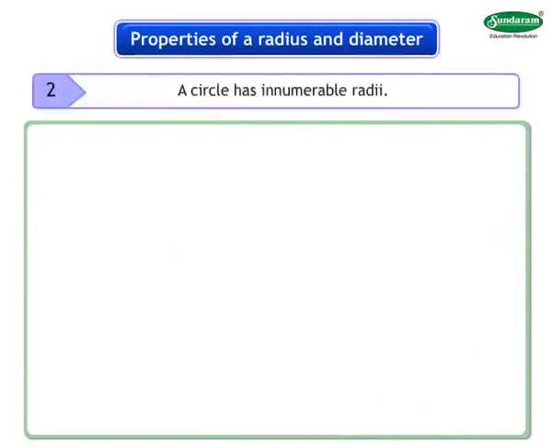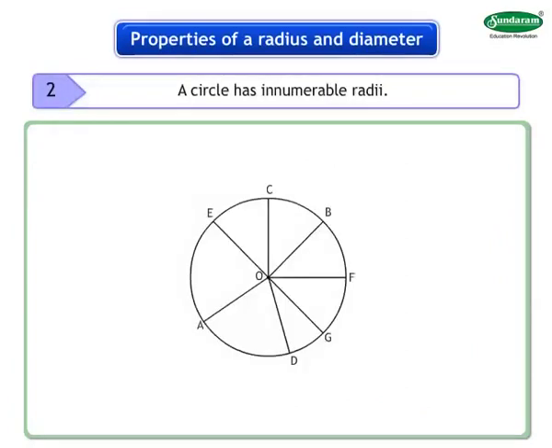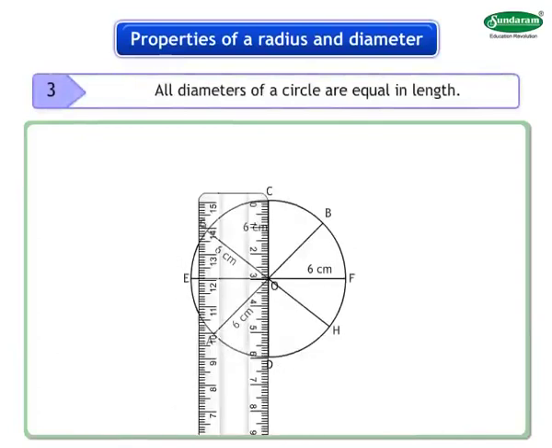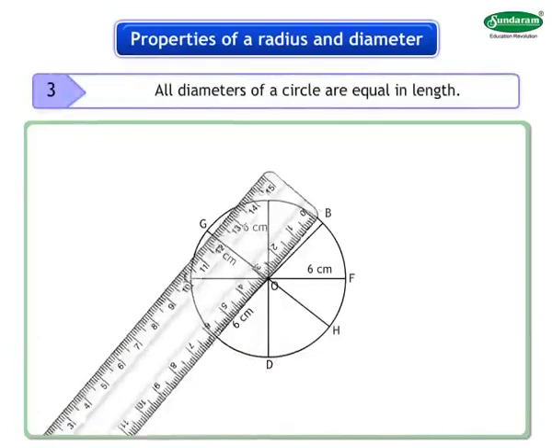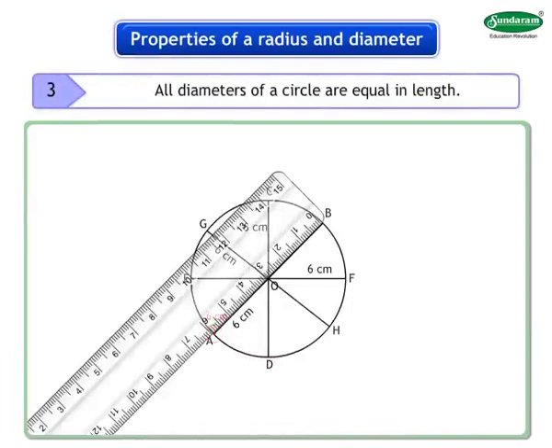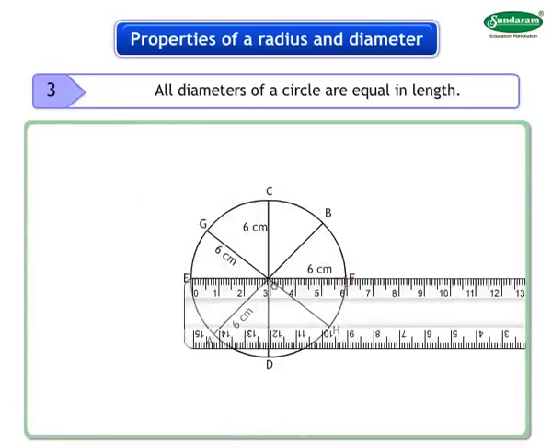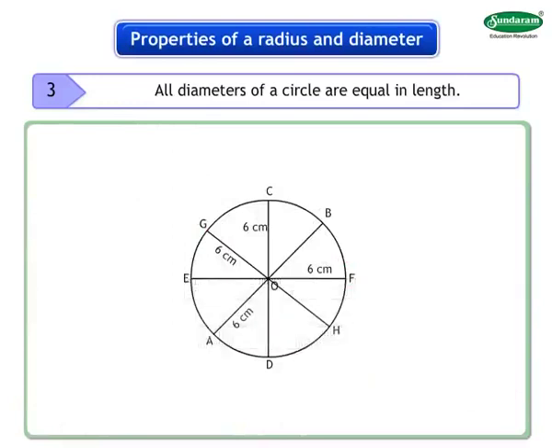Number 2. Draw a circle and draw as many radii as possible. You can see that infinite number of radii can be drawn. Hence, a circle has innumerable radii. Number 3. Draw 4 diameters to the same circle and measure them. We will find the length of all the diameters is equal. Thus, all diameters of a circle are equal in length.